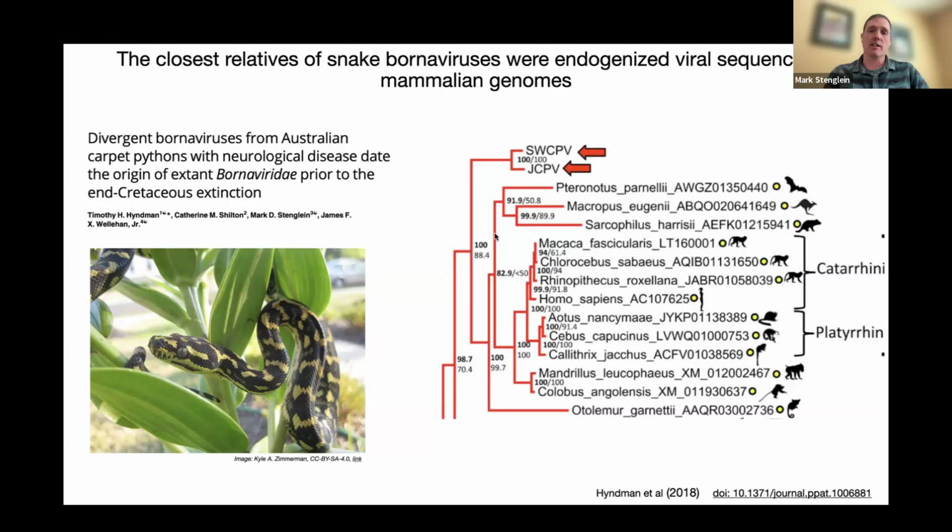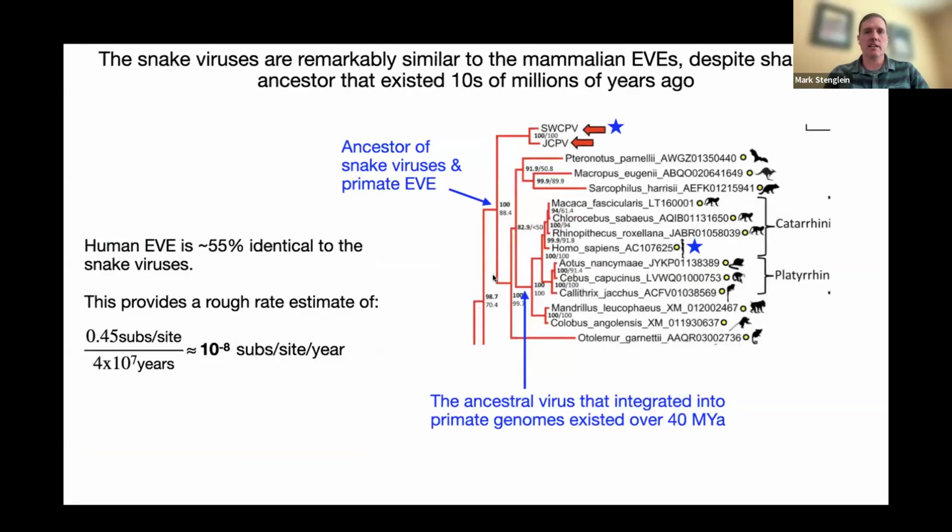You can see that the closest relatives of these viruses, this whole other clade in the tree, is all endogenous viral sequences in different mammalian genomes, so bats and primates and rodents. So the closest relatives of these snake viruses actually were this type of integrated endogenous viral sequence. When we looked at those endogenized sequences, we realized that the ancestor of these snake viruses and these endogenized viral elements present in mammalian genomes must be really old.